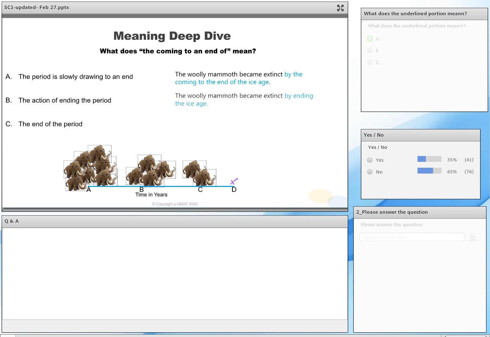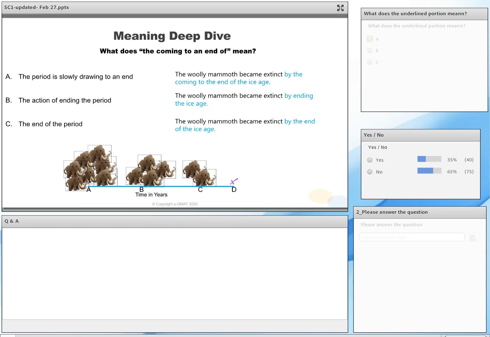And then choice C, the end of the period. Now here, the end of the period would mean that the woolly mammoth became extinct by the end of the Ice Age. That doesn't give us the slow extinction. It just means that by the end, there were no more woolly mammoths. So we could have had the same amount in period A, B, C, and then all of a sudden, boom, by the end, there's no more.